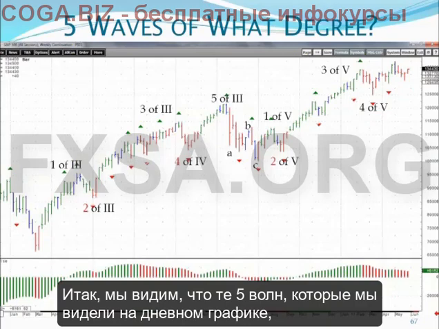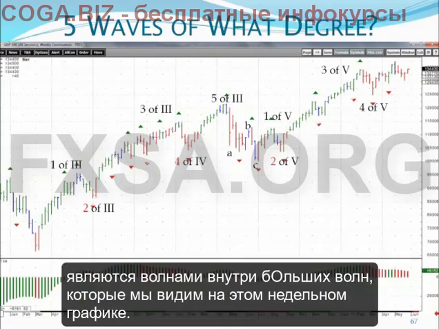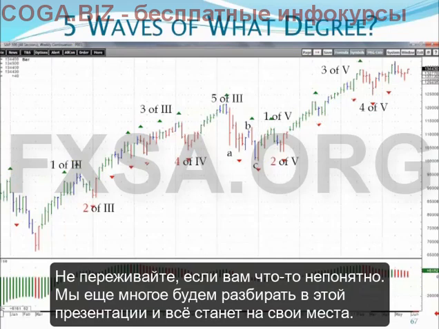So here we see that the 5 waves that continued on the daily chart are just waves within waves on this larger continuation of a weekly chart of that same one. So don't worry if it's not making sense. We still have more to go throughout this presentation to help clear things up.